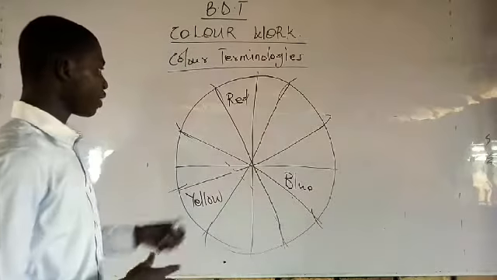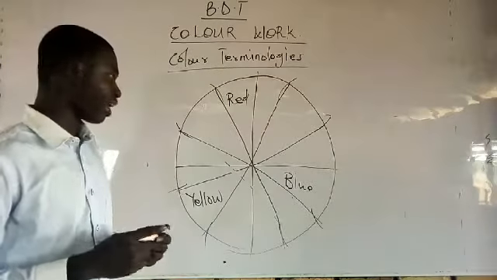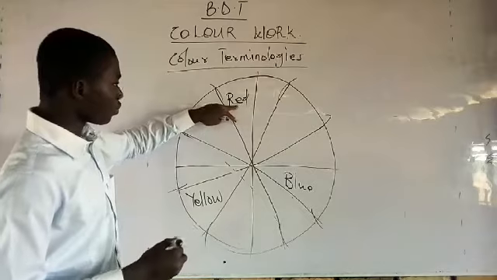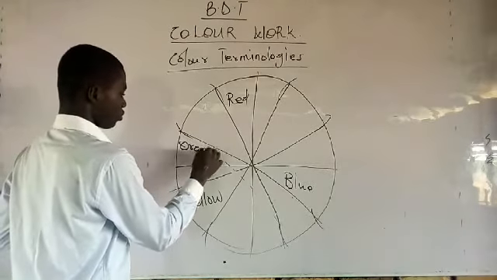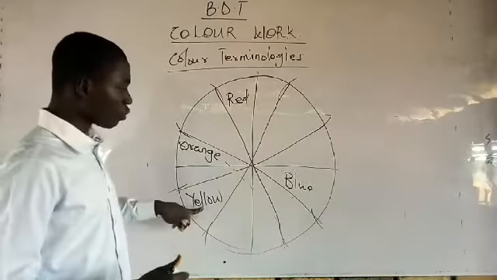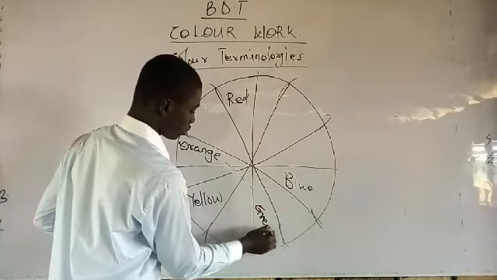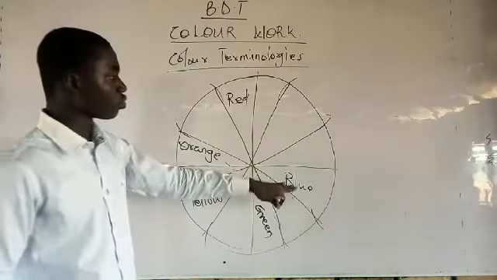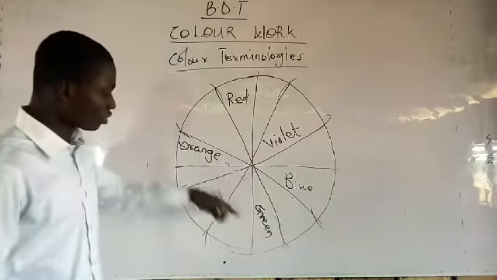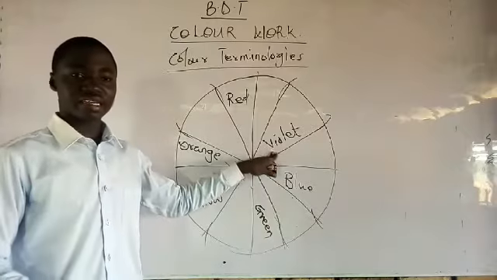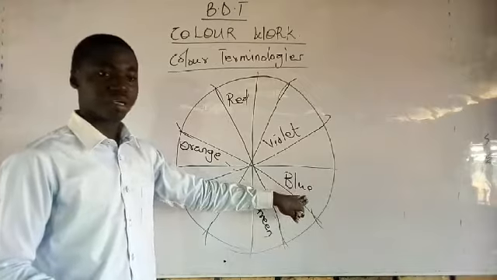Now, whenever we mix two primary colors in equal proportion, we are going to get the secondary colors. Red mixing with yellow will give us orange. Then yellow mixing with blue will give us green. Then red mixing with blue will give us violet. So orange, green, and violet are the secondary colors. Then red, yellow, and blue are the primary colors.